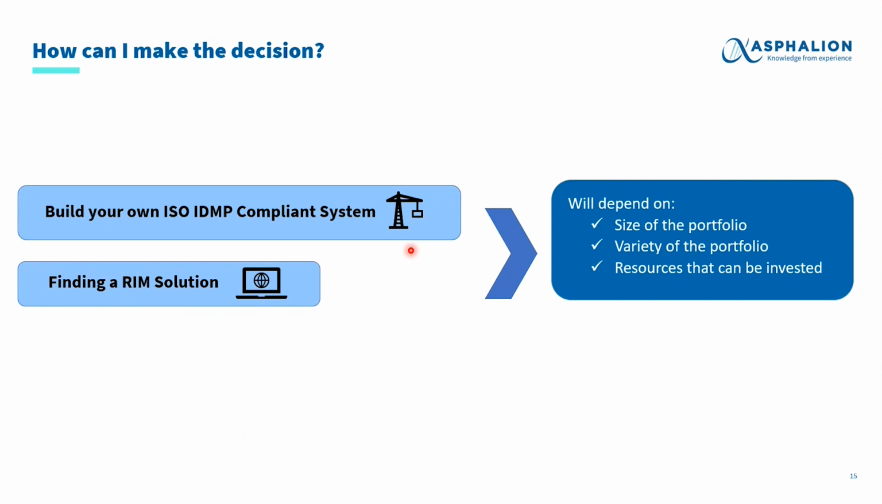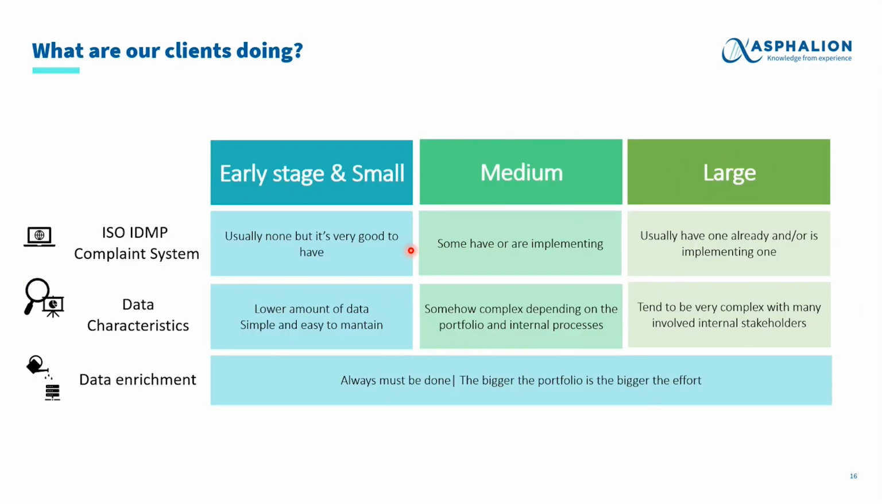In order to give you a little bit more light on how you can make this decision, I will show you what other clients that we have are doing, depending on their size. So for example, early stage and small clients usually don't really have an ISO IDMP compliance system. Why? Because they usually have a low amount of data and it's quite simple and easy to maintain.